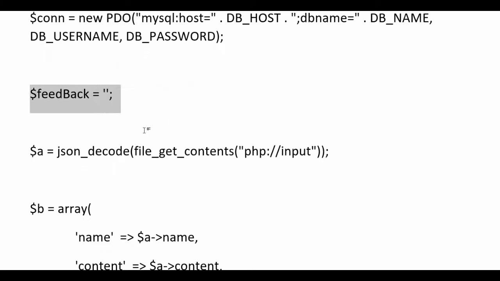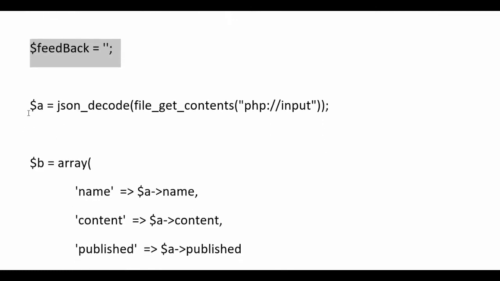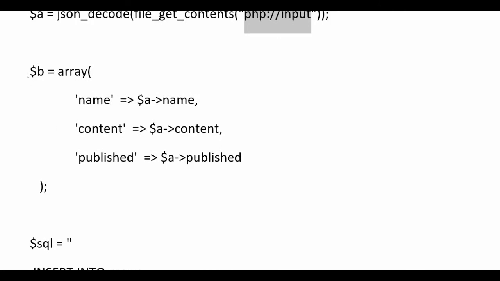Feedback starting point is feedback is nothing. $a, JSON decode function, again function file_get_contents and input from PHP. $b array, we create array.